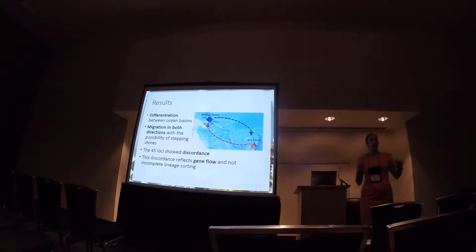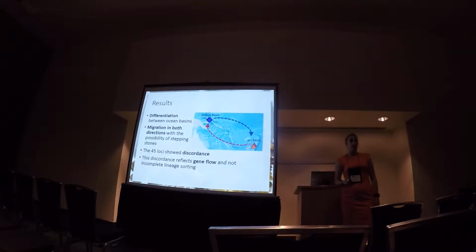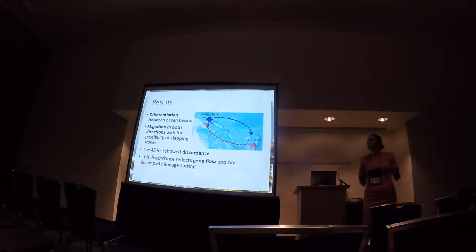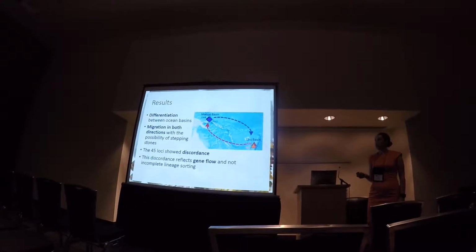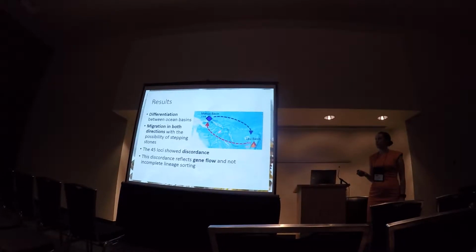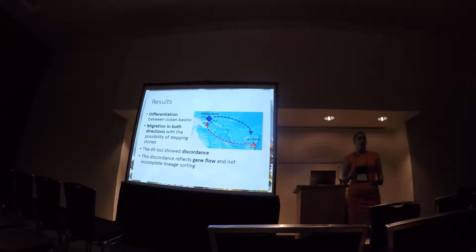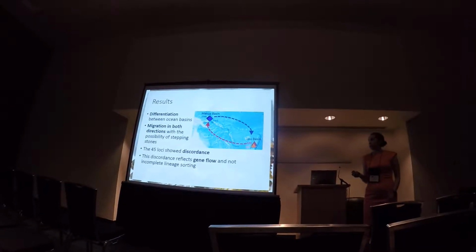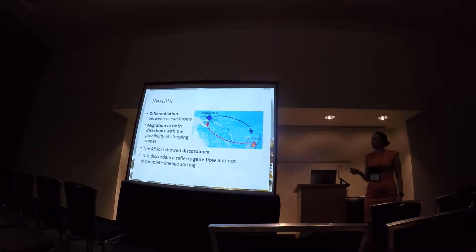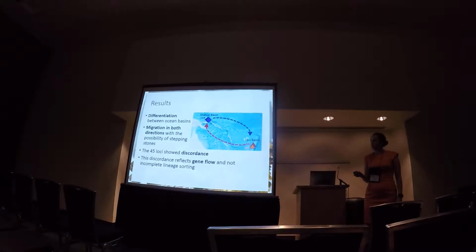The big story is we did see differentiation between the two basins, which was not what we initially expected. But even though we saw differentiation, we could detect low levels of migration between the two basins. And this is likely due to stepping stones, but we don't have data from the vents that exist along the axis where these two are connected.